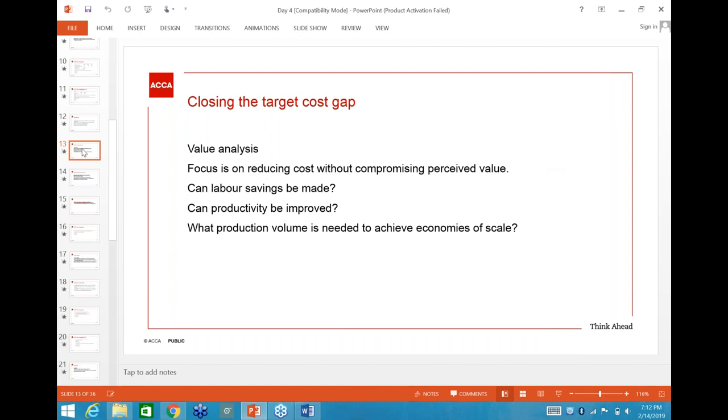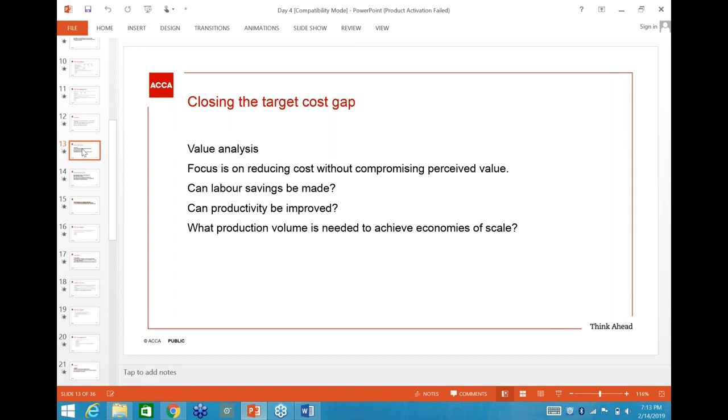How do you do that? Value analysis basically identifies where value is created through this product. If it's not creating value, remove it and save that cost. If it creates value, see if it's the best way to do it, or can I make some form of adjustment and reduce the cost through another mechanism. Focus is on reducing cost without compromising the perceived value.